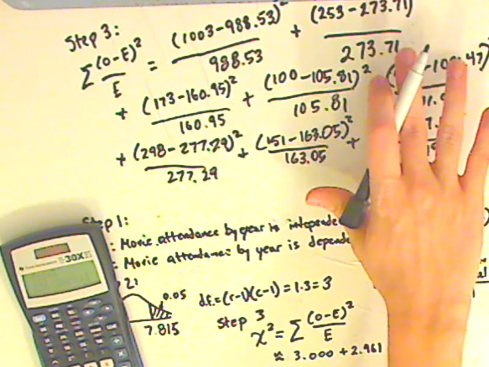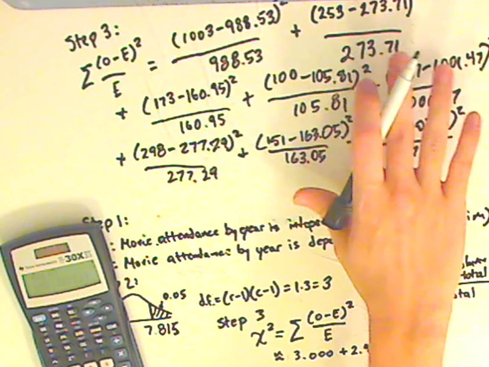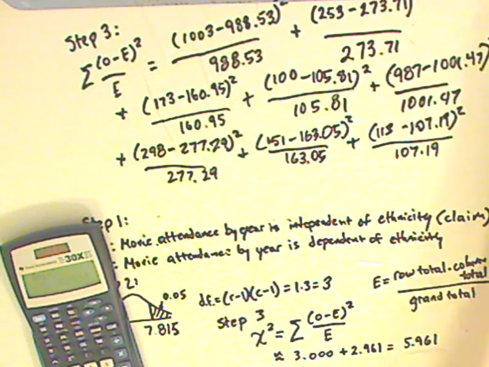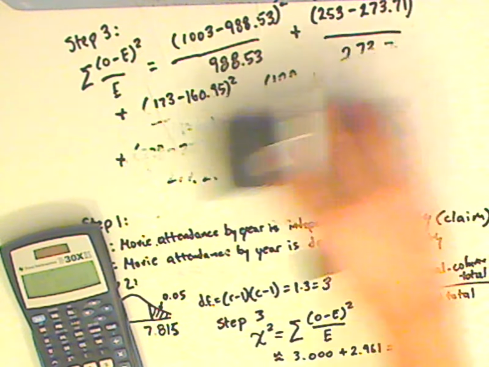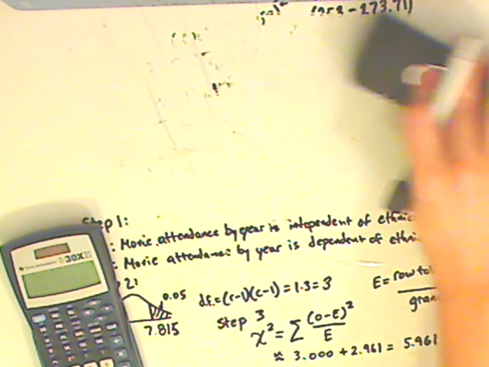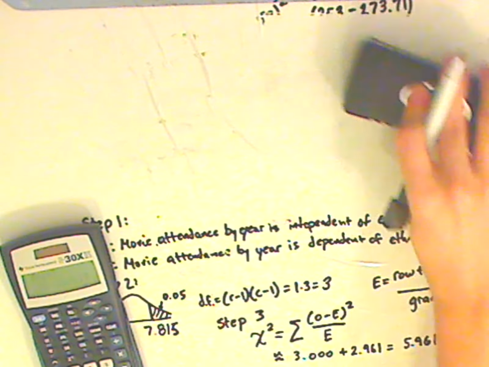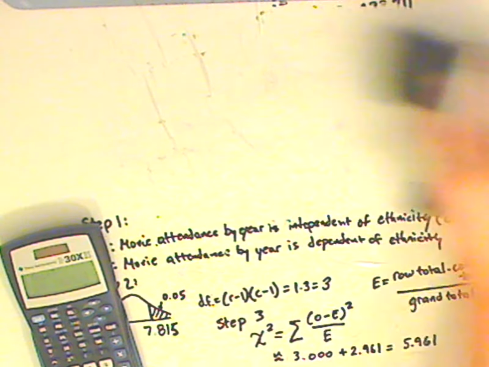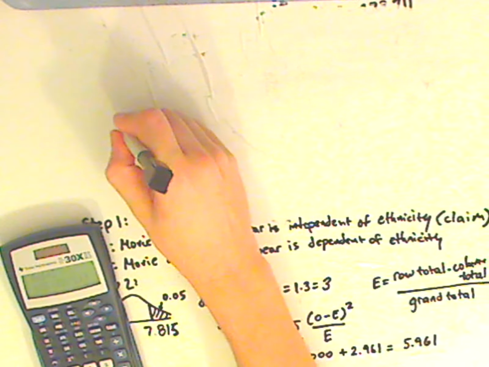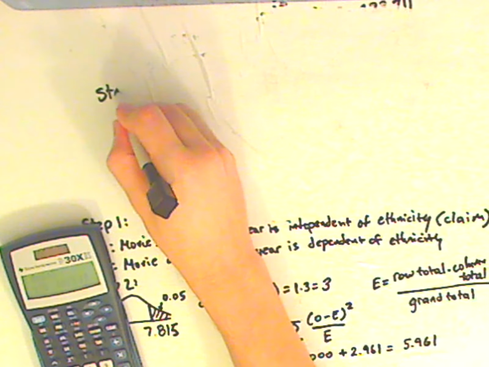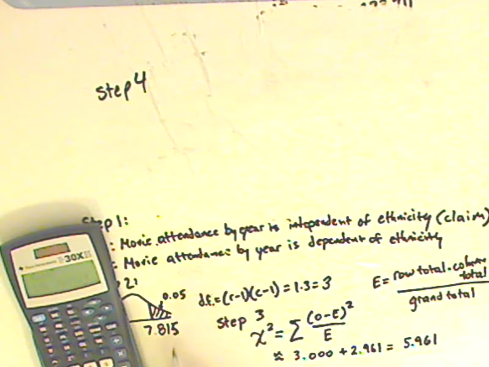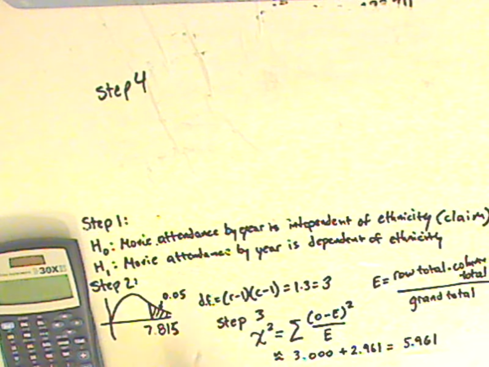Alright, copy this down if you don't already have this written, because I need space to put step 4 and step 5. So if you didn't get those, just go back and copy them. Alright, step 4. I have to make a decision. Now, look at my critical region or rejection region. Does 5.961, does that fall in the rejection region?